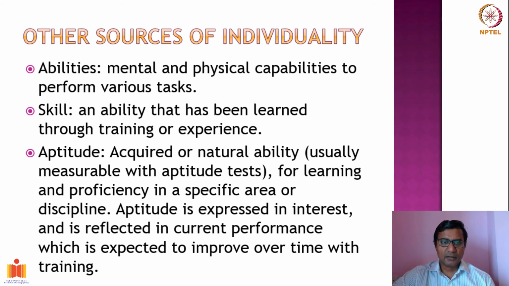For example, aptitude test. The difference between an aptitude test and an ability test is, aptitude tests measure your potential to perform in a particular area. So aptitude doesn't mean that you are an expert in that area. Aptitude is that you have the capacity to learn and perform in that area. Ability is that you are able to perform, or in other words, your capabilities. So aptitude and abilities overlap to a large extent.